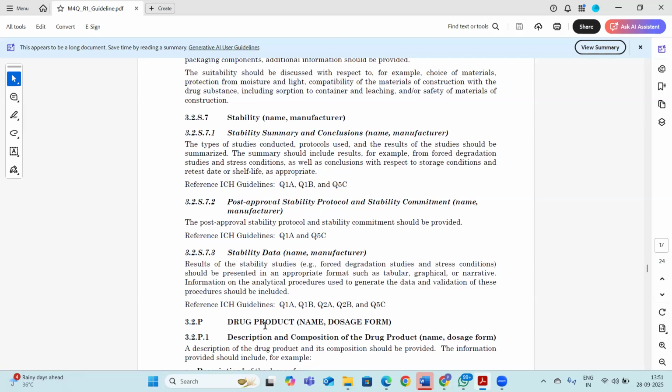You can refer to Q1A, Q1B, Q2A, Q2B, and Q5C for more information on the stability data, because for everything, for stability, for quality, for efficacy, for safety, ICH has provided specific guidelines dedicated to that specific topic. So to understand more about safety, efficacy, stability, you can refer to the guidelines referenced in your ICH M4Q(R1).